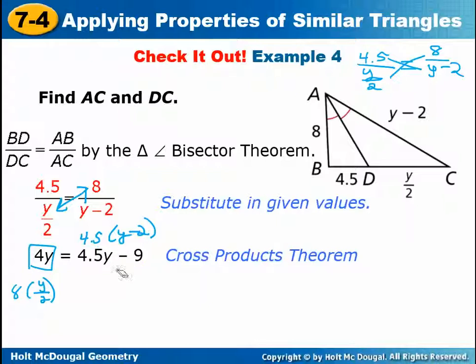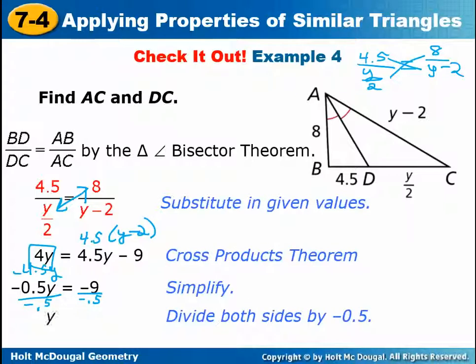So now we've got, let me erase this part here. Now we've got to get our y's together. So we'll subtract 4.5y from both sides, which leaves us with negative 0.5y equals negative 9. Then divide both sides by negative 0.5. And you can check that on your calculator, but you should get y equals a positive 18.